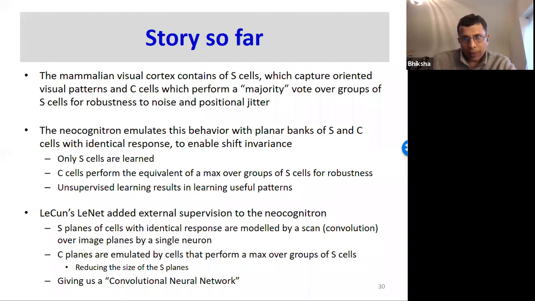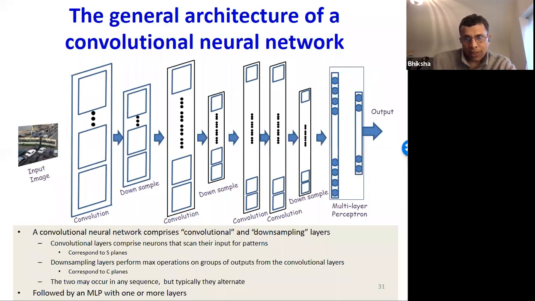So structurally, a convolutional neural network comprises convolution and downsampling layers. Convolution layers are these scanning layers composed of neurons that scan their input for patterns. These correspond to the S-planes in the Fukushima model. And then the downsampling layers perform max operations on groups of output from the convolutional layers to reduce the size of the maps. So these correspond to C-planes. Typically, S-planes and C-planes alternate, but this is not necessary. You can, in fact, have several convolutional layers in a row before downsampling, like over here.